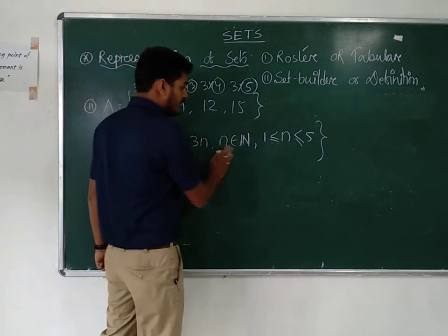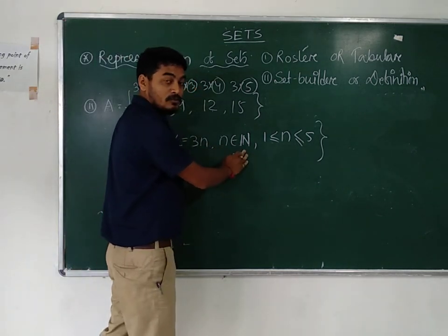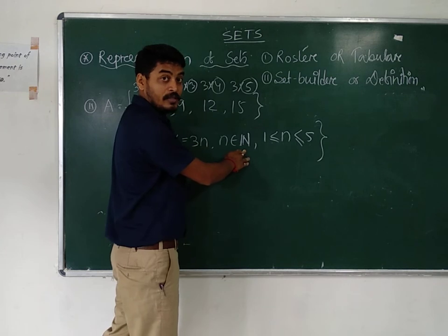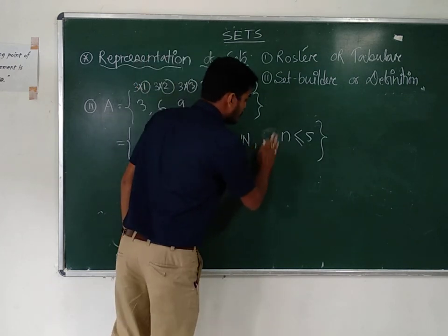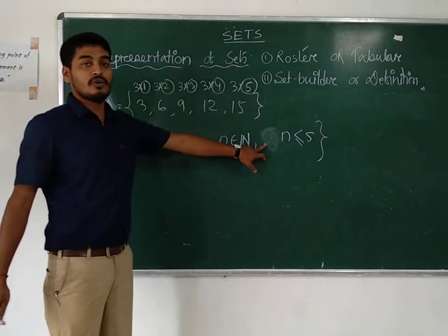As n is the natural number, what is the smallest natural number? 1 is the smallest natural number. That's why you are not supposed to mention it also. It will mention how you hold what it means.